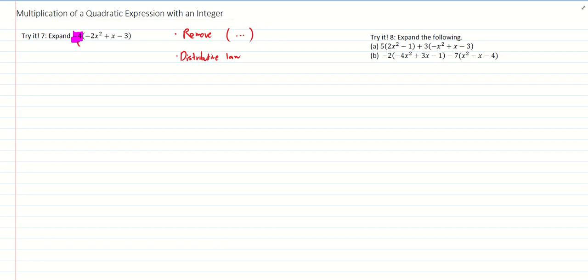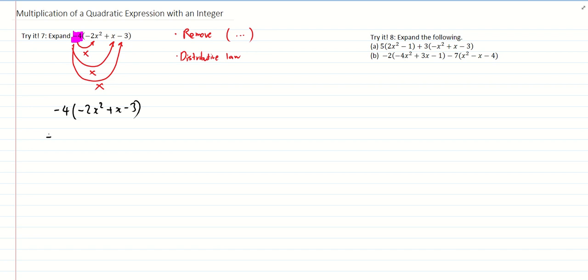Okay, so we have something like this. This negative 4 will multiply together with this, and then this negative 4 will again multiply together with positive x, and then this negative 4 will also multiply together with minus 3 over here. Okay, so how do we present our working? Okay, so we have negative 4 multiplied by negative 2x squared plus x minus 3.